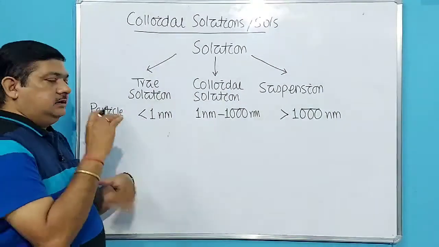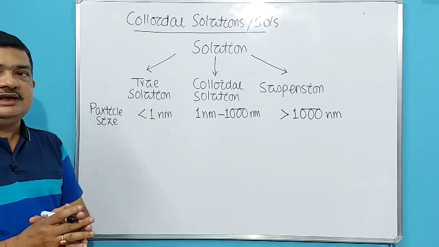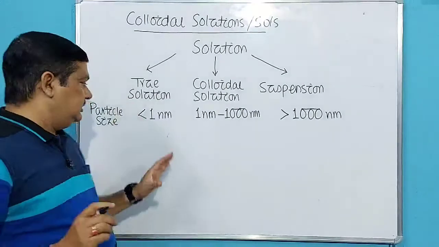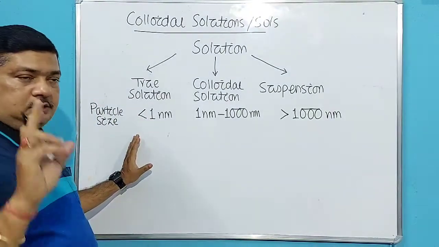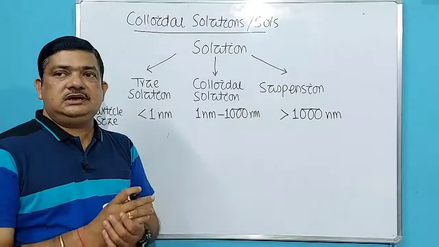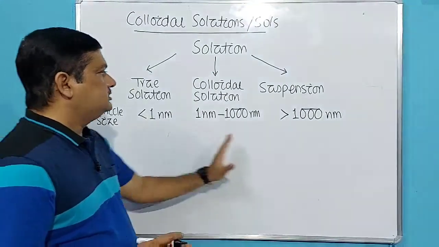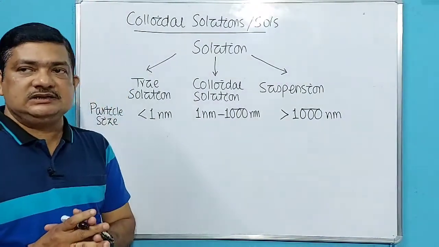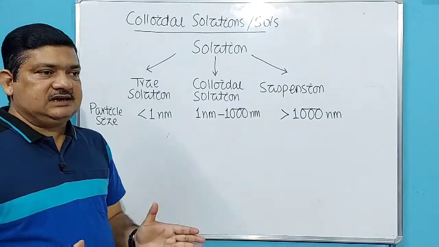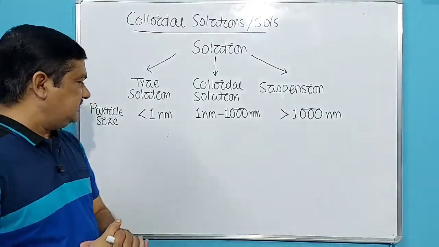Okay, so you know what is nanometer? Nanometer means 10 to the power minus 9 meter. So keep it in mind. Less than 1 is true, 1 to 1000 is colloidal, and greater than 1000 is suspension. As we move from true to suspension, what happens? Only the particle size of the solute goes on increasing. So depending on the particle size, these three have different properties because their particle sizes are different from each other.